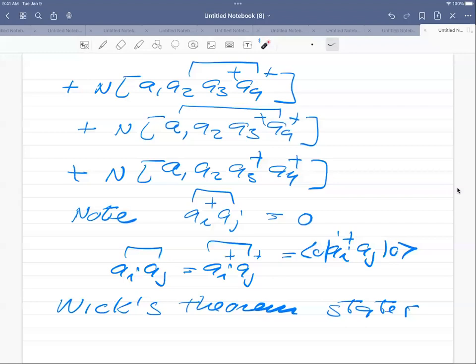So before the break, we stopped at Wick's theorem states. So let's state Wick's theorem. And then we are going to run through some examples, and then we're going to prove the theorem. So Wick's theorem states the following. Let's write it down.